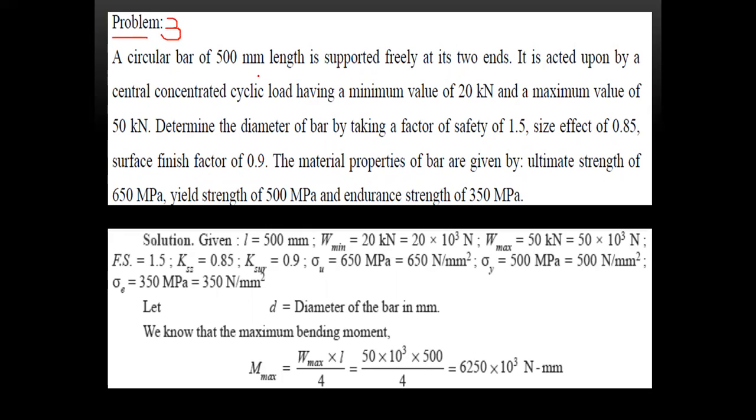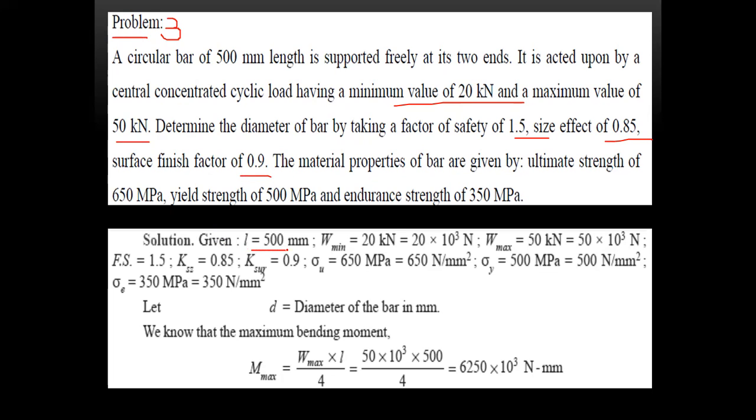A circular bar of 500 mm length is supported freely at two ends. It is acted upon by a central concentrated cyclic load having a minimum value of 200 kilonewtons and a maximum value of 50 kilonewtons. Determine the diameter of the bar by taking the FOS 1.5, size effect equal to 0.85, surface finish factor equal to 0.9.